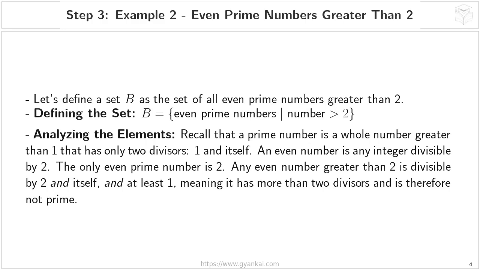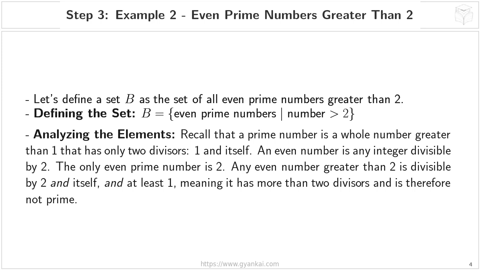We write this mathematically as B equals the set of even prime numbers such that the number is greater than 2. Remember, the vertical bar means such that; it introduces a condition. Let's analyze what makes up the elements of this set.